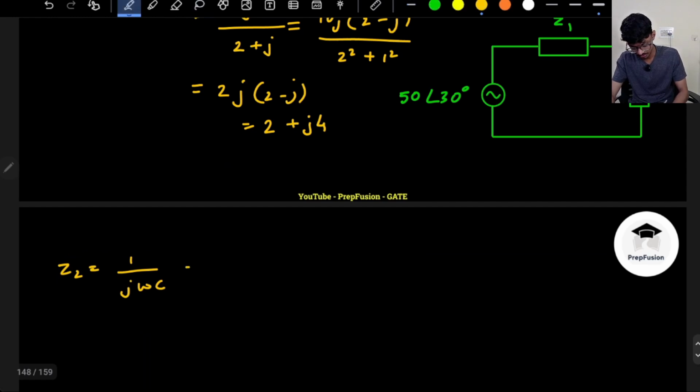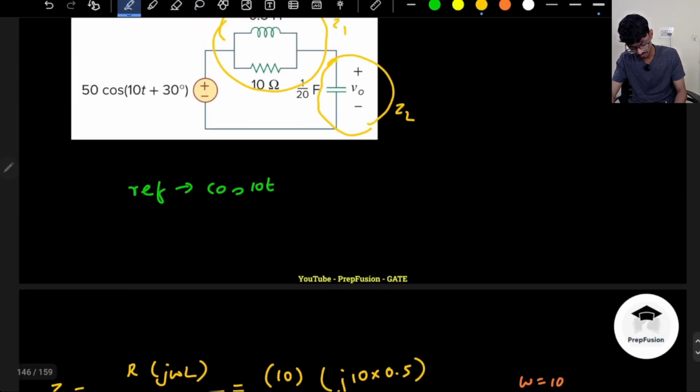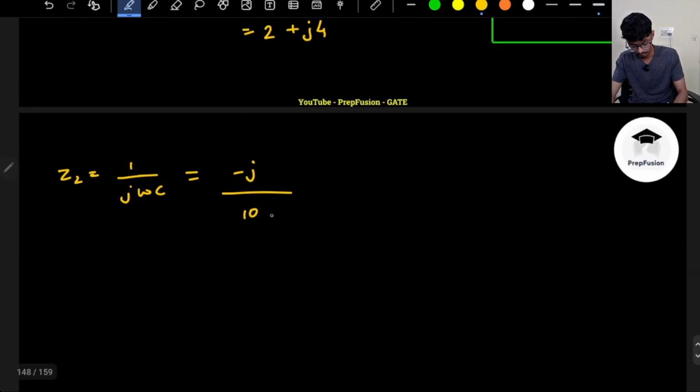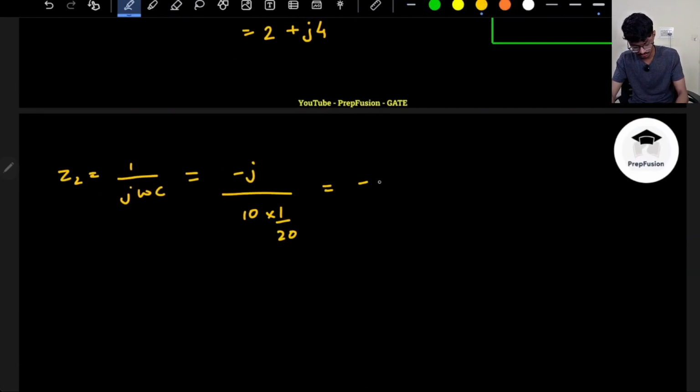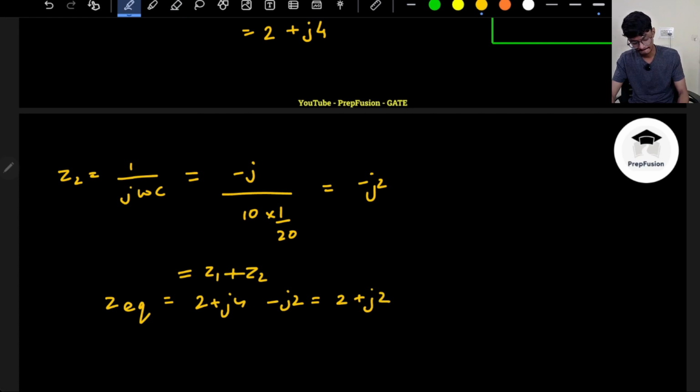Now what is my Z2? Z2 is very simple. It is minus j by omega C. Omega is 10. C is how much? C is 1 by 20. So it will be minus 2j. So ultimately my Z equivalent, or input impedance, is Z1 plus Z2, which is 2 plus j4 minus j2. So it will be 2 plus j2 basically.